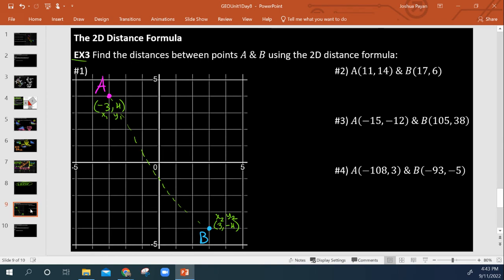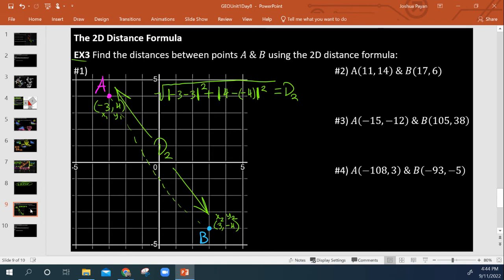So my x distance would be negative 3 minus 3's absolute value. And of course, we're going to want to square that in accordance with our formula, plus our y distance, so 4 minus negative 4, all of that squared. And then we know we're going to take the square root of that, and that's going to give us our distance in two dimensions from point A to point B.